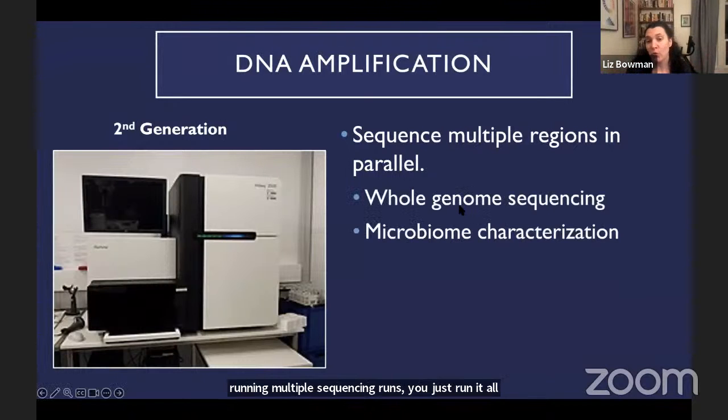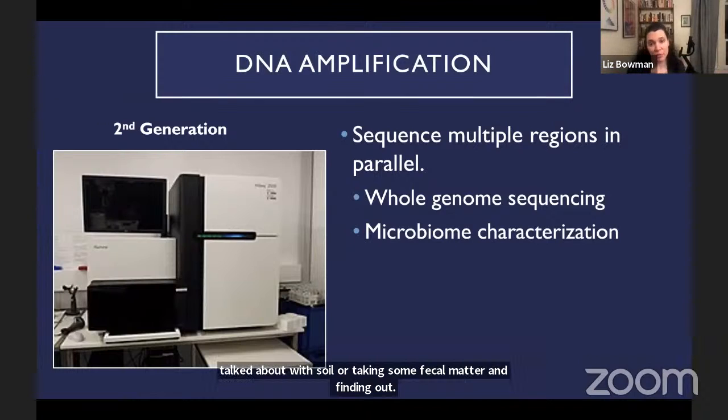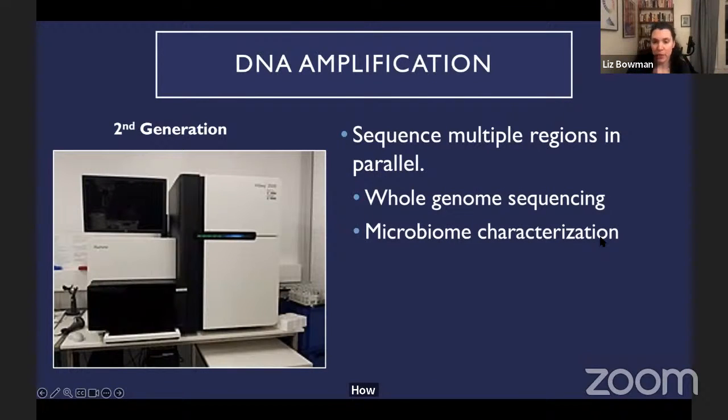So this is really important for whole genome sequencing. You could take a whole bunch of DNA from one organism, cut it up into a bunch of different sizes, select for what size of DNA you wanted, so how many base pairs, and then sequence it. That way you can piece together a full genome. And then also this microbiome characterization, which I talked about with soil, or taking some fecal matter and finding out what a human's microbiome is. Has it changed because they're sick or whatever?